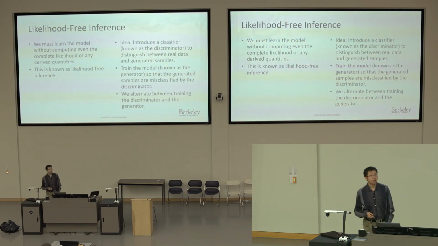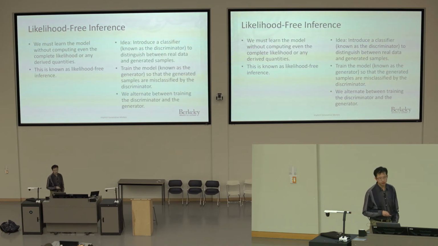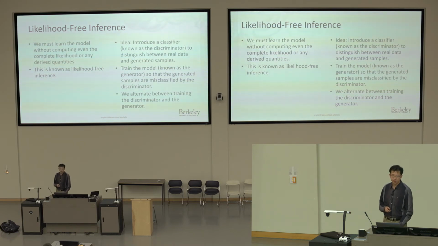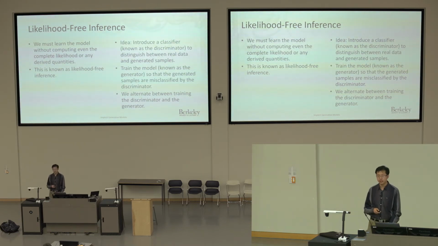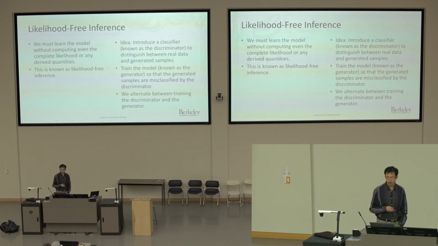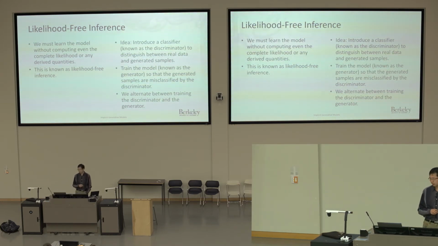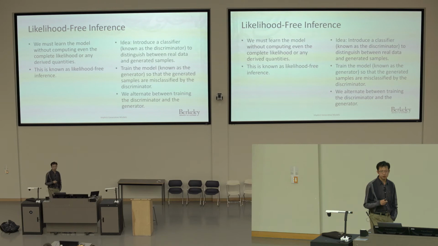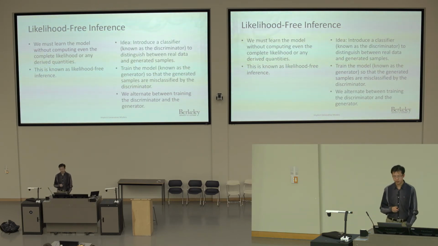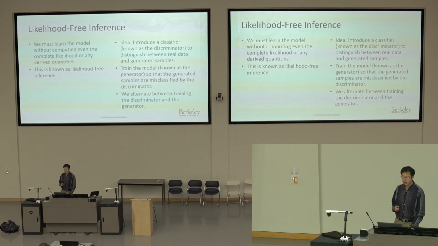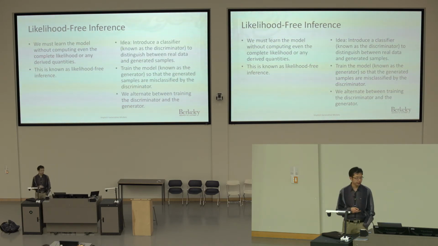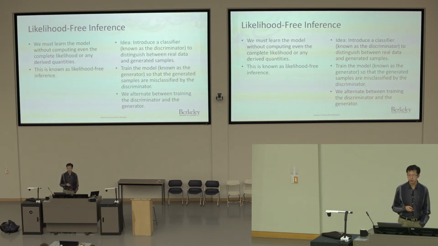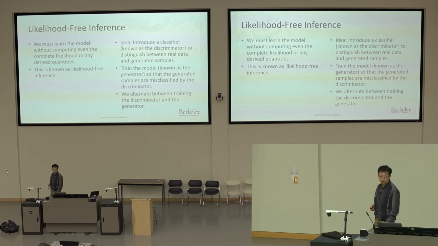So we have to use another class of methods known as likelihood-free inference. That just means we have to learn a model without being able to compute even the complete likelihood or any derived quantities. In the case of the GAN, the key idea is to introduce a classifier known as a discriminator that distinguishes between your real data and the generated samples. We train the model, which is known as a generator in GAN parlance, so that the generated samples are misclassified by the discriminator, and we alternate between training the discriminator and the generator.